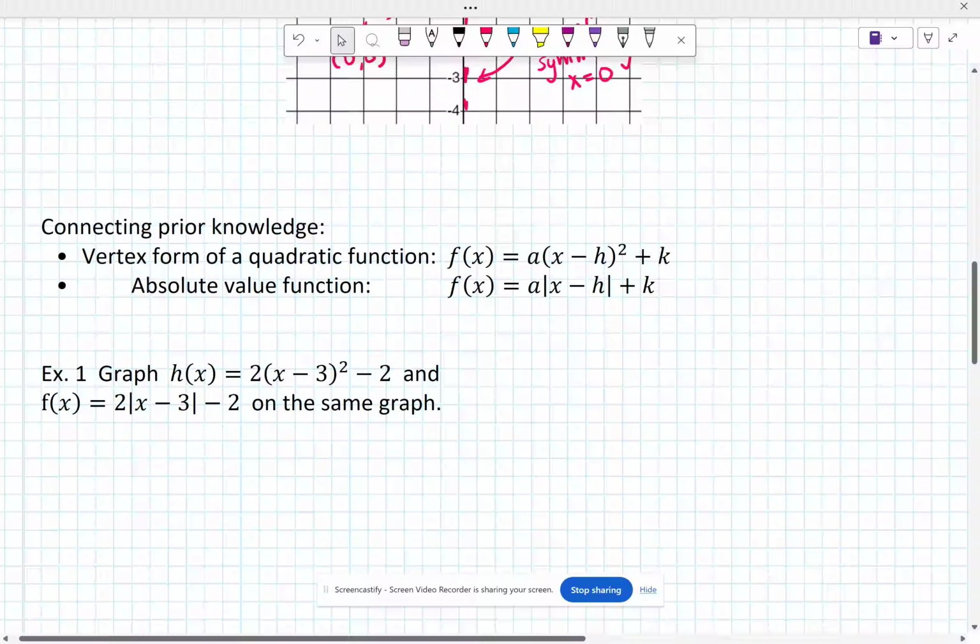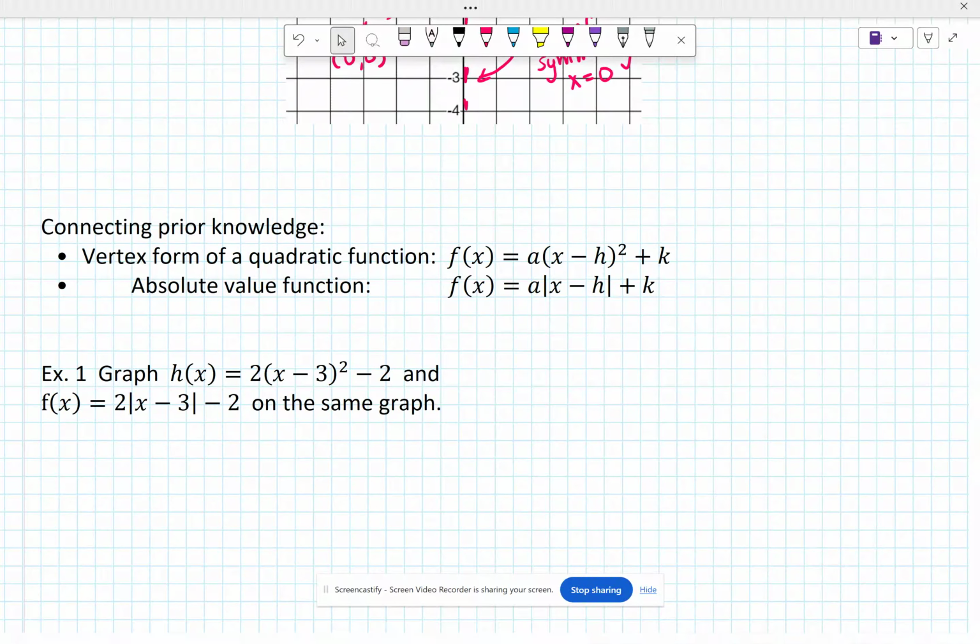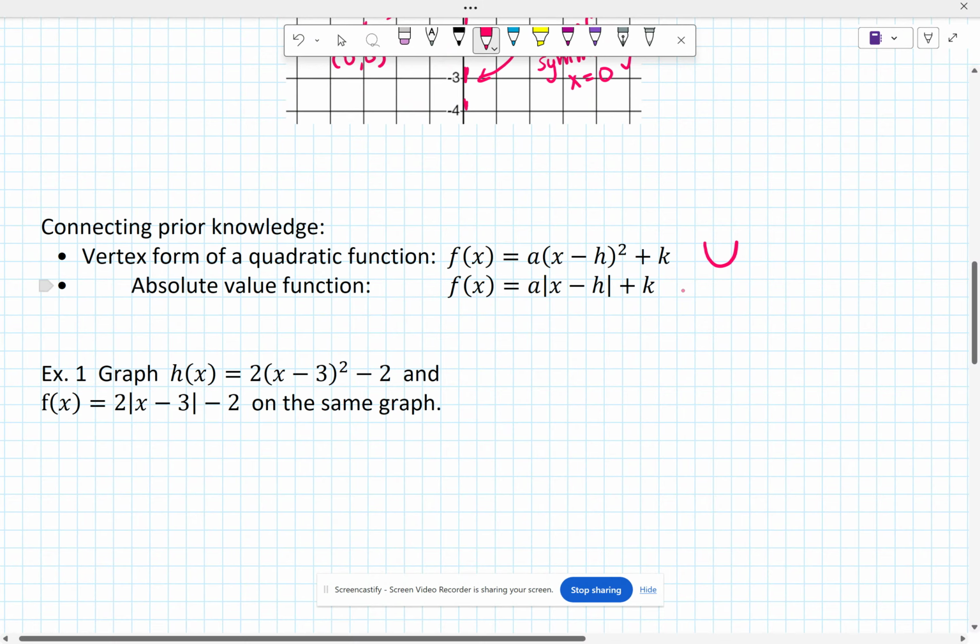So kind of just making another comparison from quadratic to absolute value functions. If I look at the vertex form of a quadratic function and I connect that to the absolute value function, you're hopefully going to see that it looks very, very similar. A couple of differences is the quadratic function has a U shape and the absolute value function has a V shape.